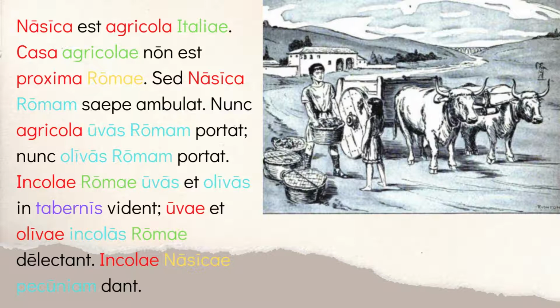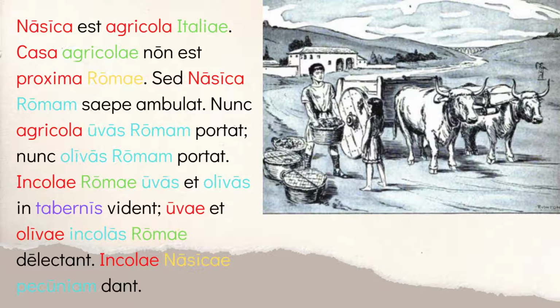Nunc agricola uvas Romam portat. So now the agricola, there's your subject, the farmer, portat, he's carrying, right? And you can see him in the picture off to the right, he's carrying something. What is he carrying? You have two words here that are accusative. One of them is going to be your direct object, the thing that he's carrying. Uvas means grapes. That makes the most sense. He's carrying grapes because he's a farmer. The reason Romam is not a direct object here is because you can't carry a city. It just doesn't make any sense.